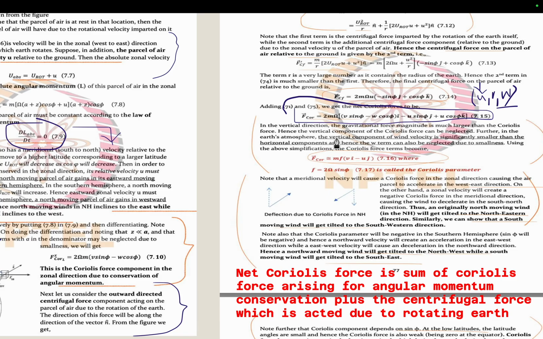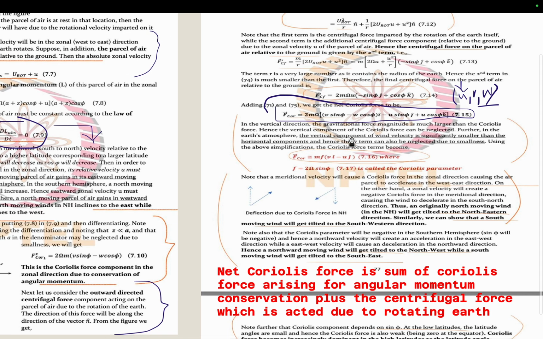So in the vertical direction, the gravitational force is much larger in magnitude than the Coriolis force. So the vertical component of the Coriolis force, that is 2mΩ U cos phi k cap, can be neglected. Further, in the Earth's atmosphere, the vertical component of the wind velocity is significantly smaller than the horizontal component. This W term contributes very little to the Coriolis force. So in this approximation, you can neglect this k cap term, as cos phi W tends to 0.